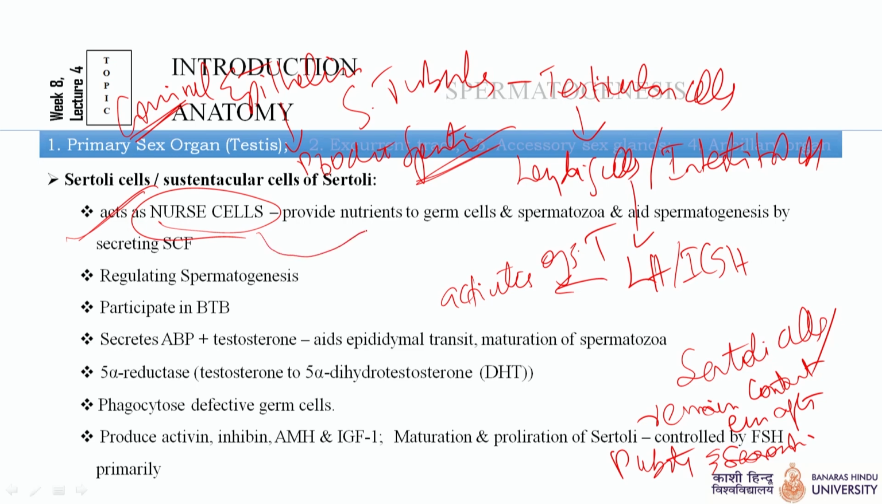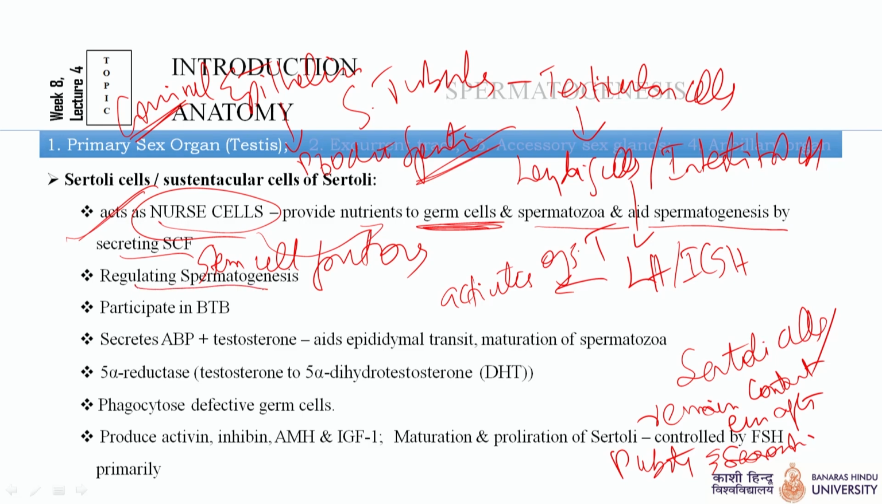It tries to provide the nutrients to the germ cells which are required for spermatogenesis to take place, and then aids the spermatozoa and spermatogenesis by secreting SCF. SCF means stem cell factor, okay. It is stem cell factors. So by secreting this, it provides nutrients to the germ cells as well as the spermatozoa that helps in the spermatogenesis process. That is why it is called a nurse cell.